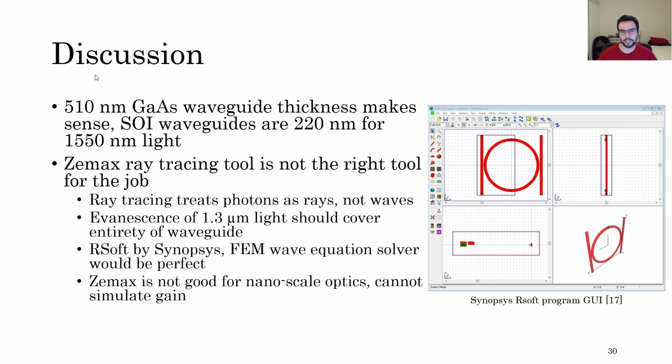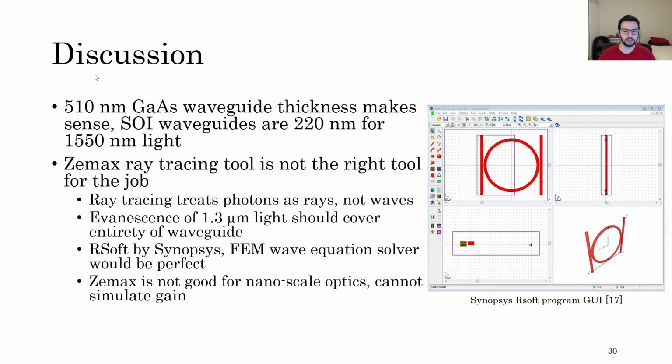So let's discuss, why is this? Well, first of all, the 510 nanometer gallium arsenide waveguide thickness is sensible. So looking at SOI waveguides, silicon on insulator waveguides, are 220 nanometers in height, and they have 1550 nanometer light inside of them. So the height I picked for the 0th mode waveguides makes sense.